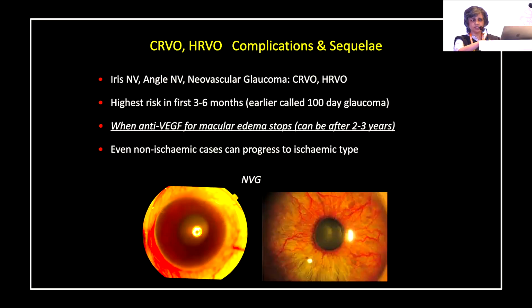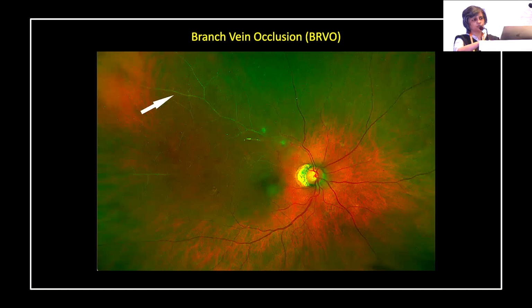So now we see these patients coming after 1.5 years, 2 years of onset, when the anti-VEGF has stopped. When we give up the injections, either the patient gives up or we give up, or there is no more edema, then they come with neovascular glaucoma. And even non-ischemic cases of CRVO, HRVO can down the line progress to the ischemic type. So they are not out of danger.